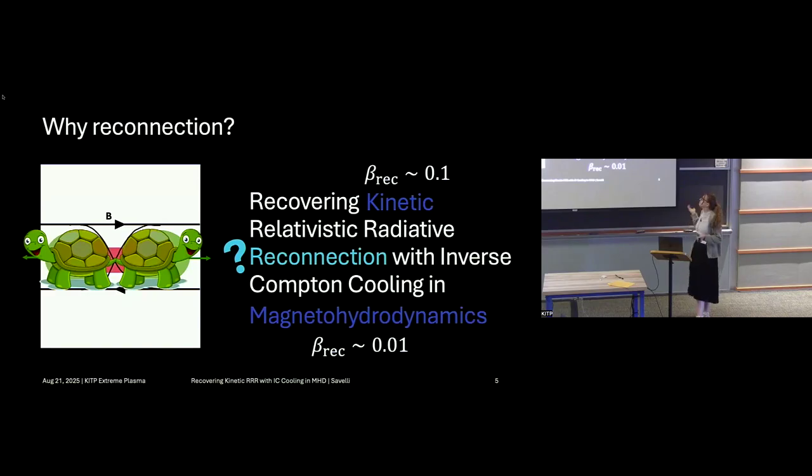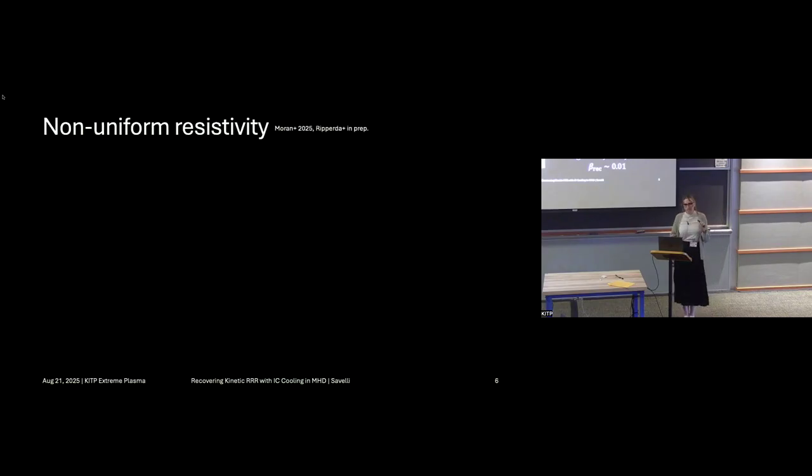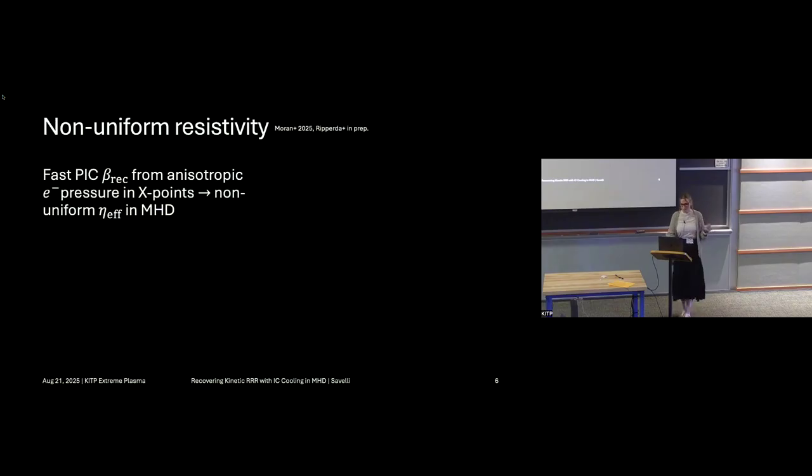And the answer to that is yes, because of what Lorenzo discussed yesterday, this non-uniform resistivity model. He explained it really well yesterday, but I'll just quickly recap. Basically, the fast reconnection rate in PIC comes from an anisotropic electron pressure, where you have this pressure gradient from the upstream down into the sheet. And we're able to model this in MHD using a non-uniform effective resistivity localized to the X points.